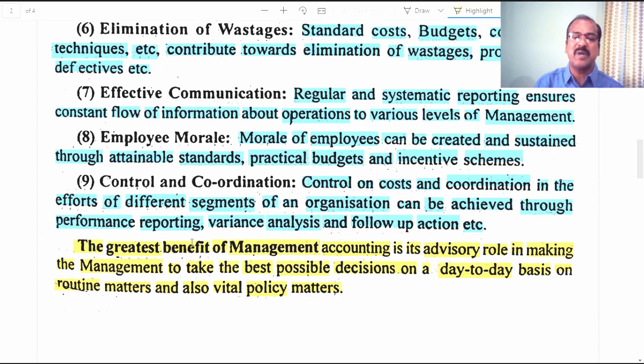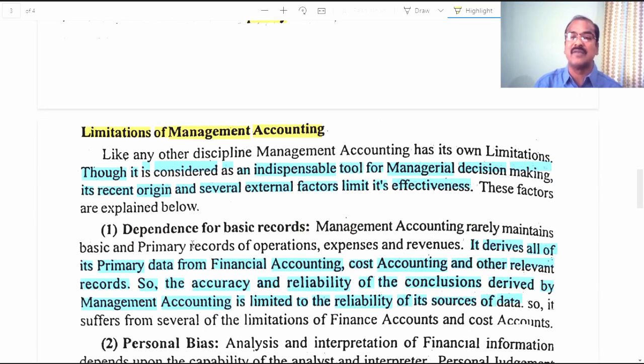The greatest benefit of management accounting is its advisory role in making the management take the best possible decisions on the day-to-day basis on routine matters, and it also plays a vitally important role in creating wonderful policies for the organization. Let's look into the details of the limitations of the subject management accounting.